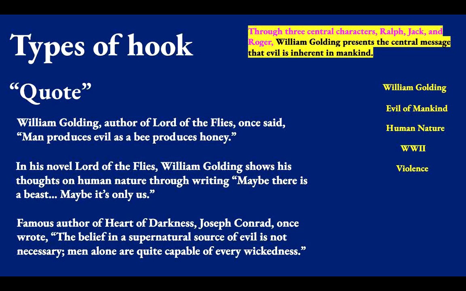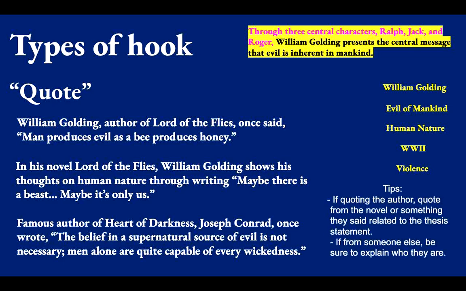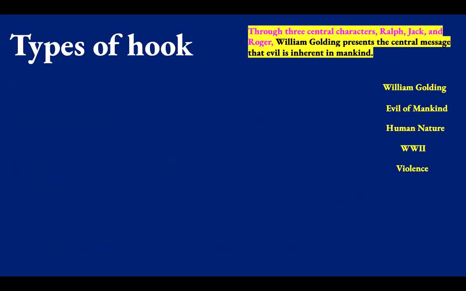Now, it's important when we quote people that we say who they are. So Joseph Conrad is a famous author of Heart of Darkness. If I was to quote, say, Barack Obama, I'd write he was the president. If I was to quote Albert Einstein, I'd say, renowned scientist. It's important to do this because it immediately says, like, look, I'm quoting someone who's very important, who's very trustworthy, and because of that, you should believe me as well. If you're quoting the author, you can quote from the novel or something else they've said that's related to the thesis statement. The next type of hook then is a shocking statistic.